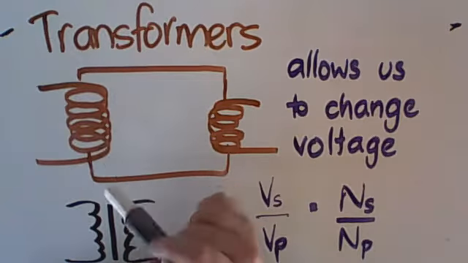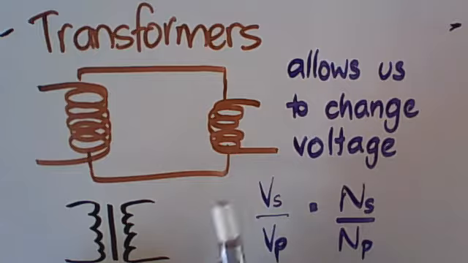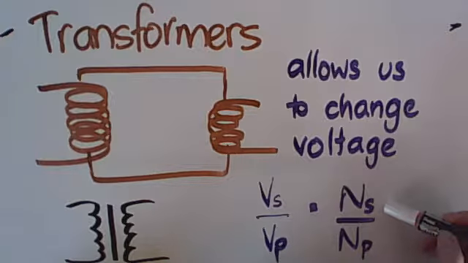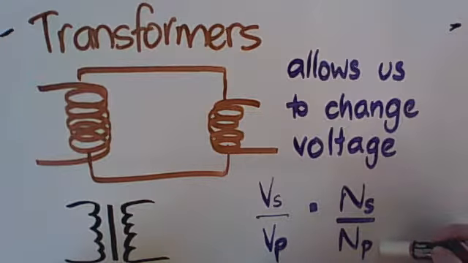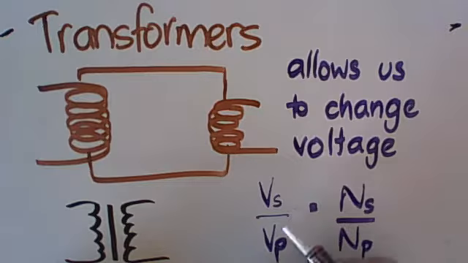But it's the applications that we're interested in. Do we want to change the supply voltage? Say we've plugged it into the mains, but we don't want all that voltage. We want a smaller one. We can manipulate the number of turns on the secondary coil and the number of turns on the primary coil to determine what our secondary voltage is.